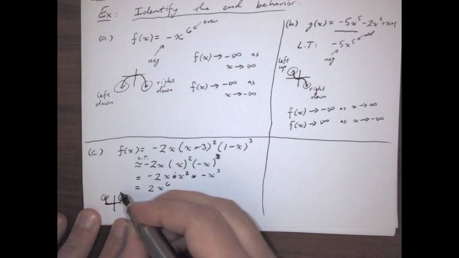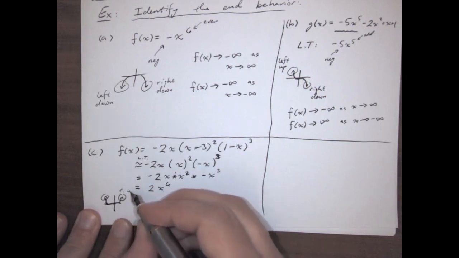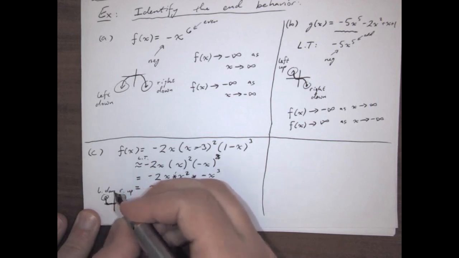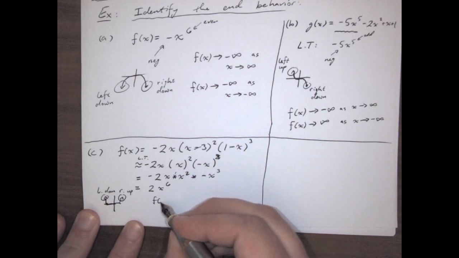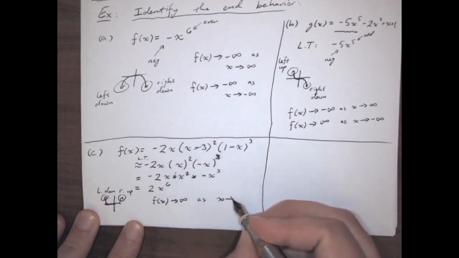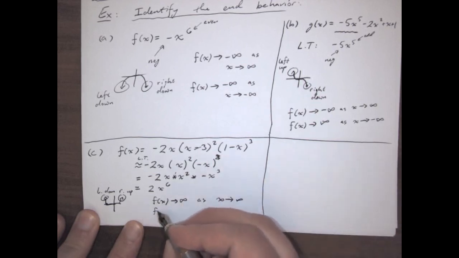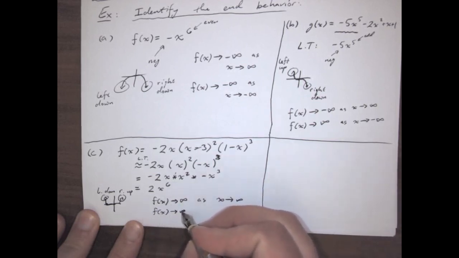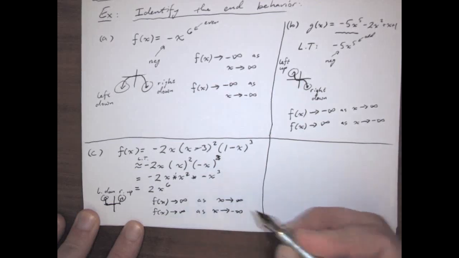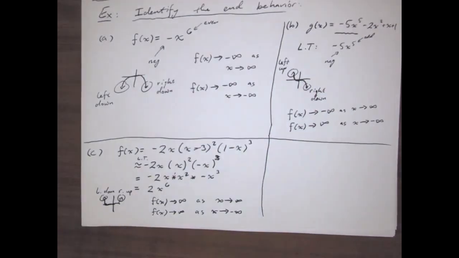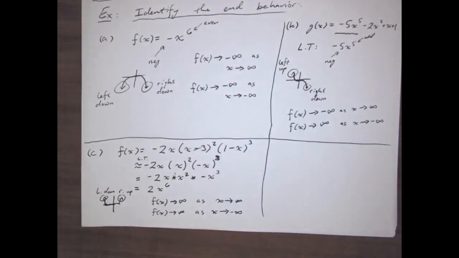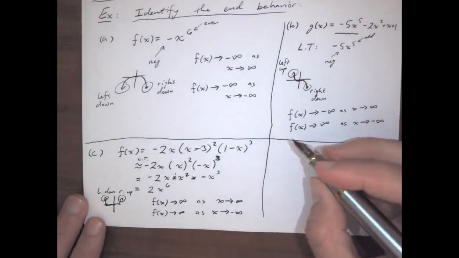So this direction is right and up. This direction is left and down. So that means f of x is going to infinity as x goes to infinity. F of x is also going to infinity as x goes to negative infinity. Sometimes, if they're both going the same way like this, you can collapse it and just say plus or minus infinity here, but let's not get too risky.